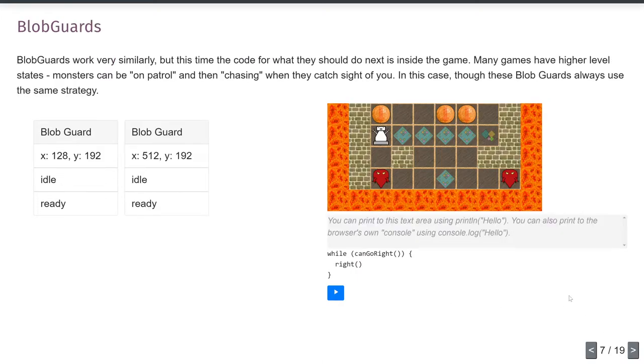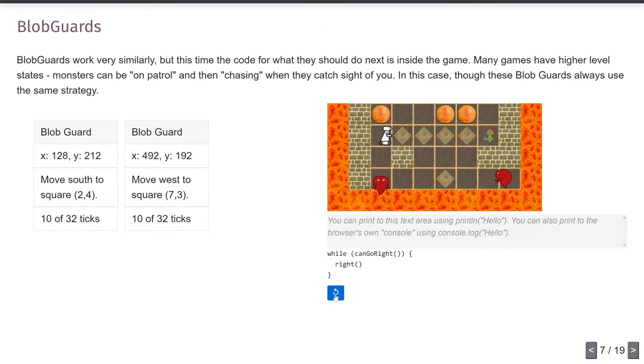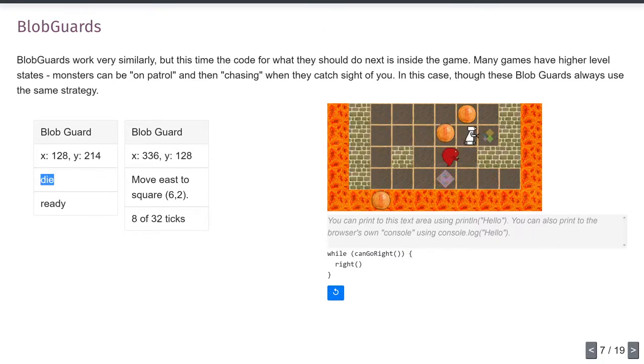Okay, and in that case, our program controls what the next action is going to be. Let's move on to the blob guards. So, looks pretty similar in that we've got X and Y locations, and we've got idle actions about whether they're there and whether they're ready or not. And in this case, they even take the same amount of time to go through, and that one's gone into the die state, and so has that one, etc. And you can see their different locations as they go on. Of course, in this case, the code that is changing what their next action is is inside the game itself.